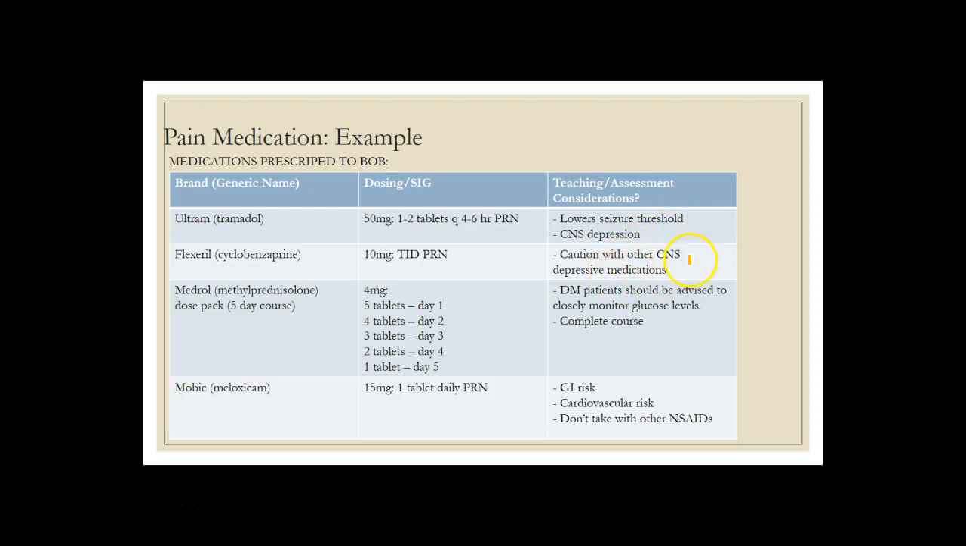Flexeril, there is caution with some other CNS depressive medications. So since this is a depressive, you should advise the patient not to take the Flexeril at the same time as the tramadol. So they should take these at different times, at least a couple hours in between.